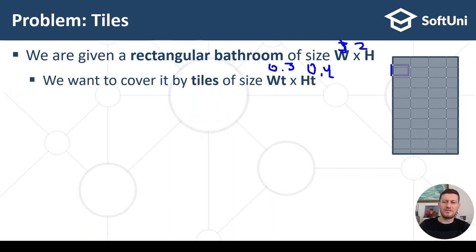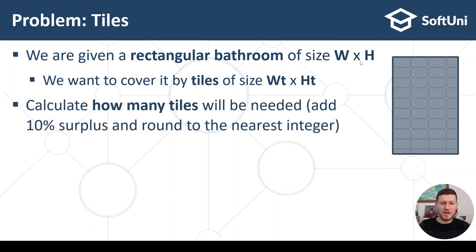This is the size of the tile. Okay, so we want to calculate how many tiles we'll need to do this covering. And we usually add a 10% extra tiles surplus, and we want to round to the nearest integer, because if you go to the store, we want to tell the seller how many tiles we need.